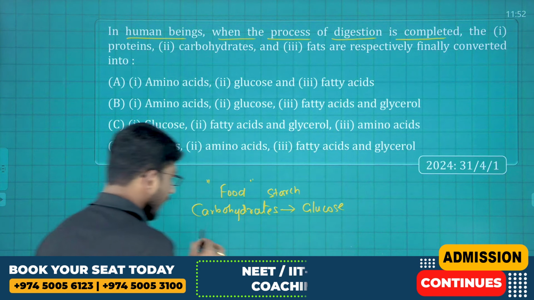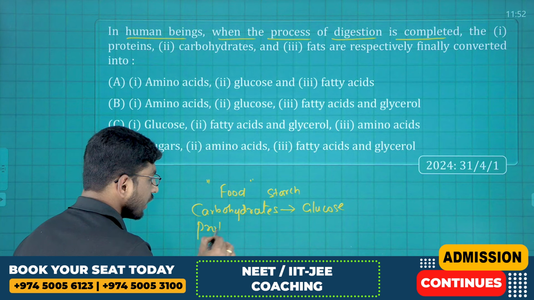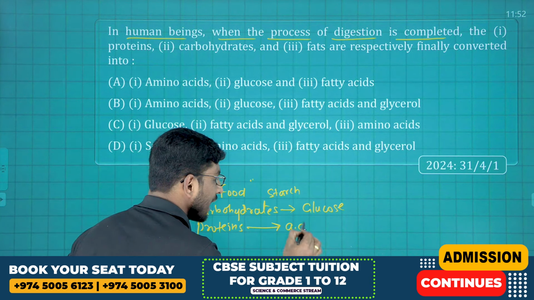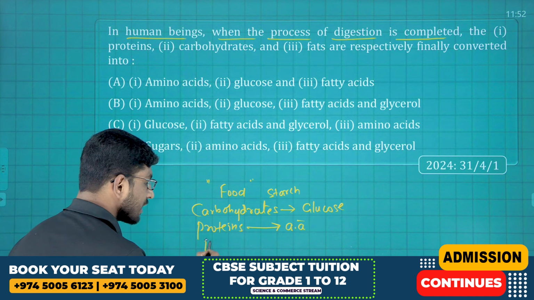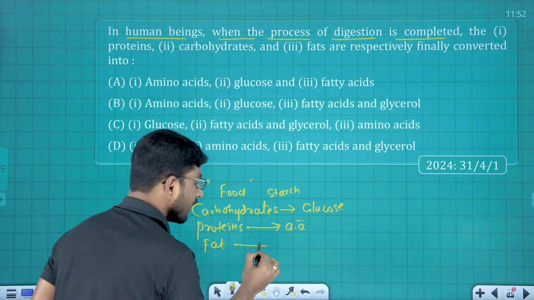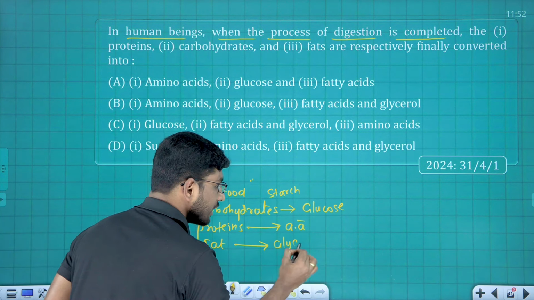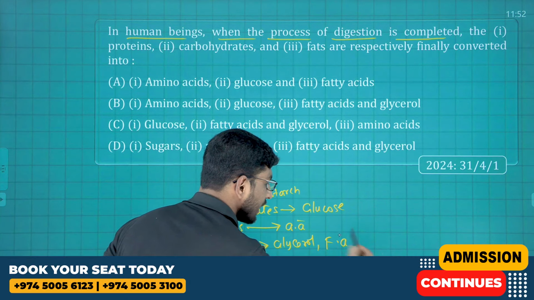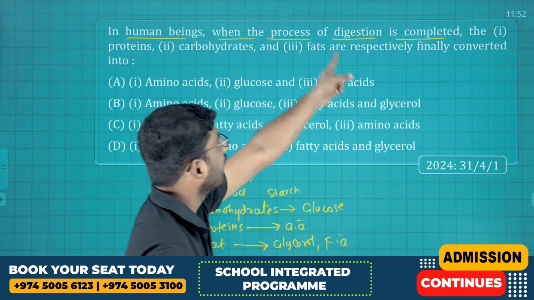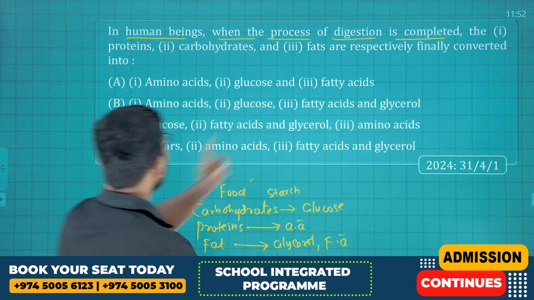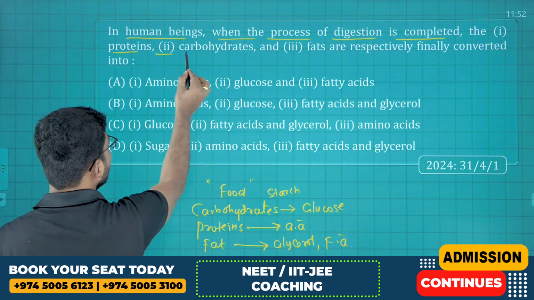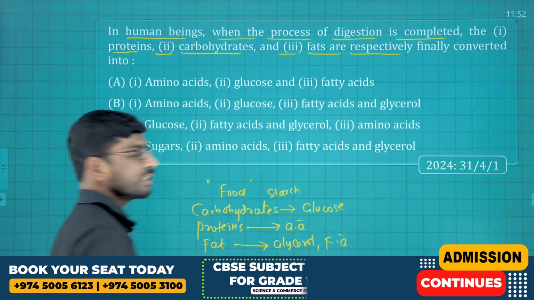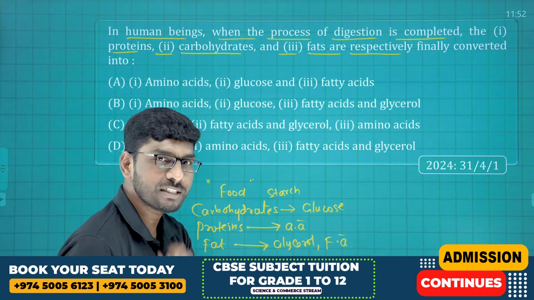Yes or no, students? Now, what is the second major one? Proteins. Proteins are digested into amino acid. Finally, fats. Fats are digested into what? Tell me, glycerol and fatty acid. Yes or no? The question is telling digestion is completed. The 1, protein, 2, carbohydrate, 3, fats are respectively mentioned. Three substances they mentioned here.